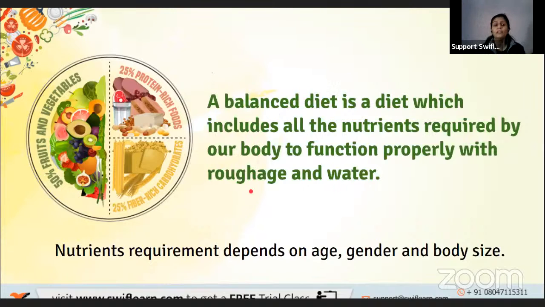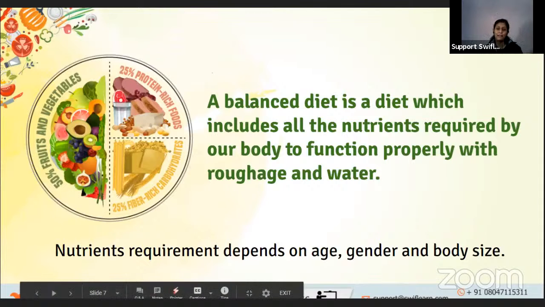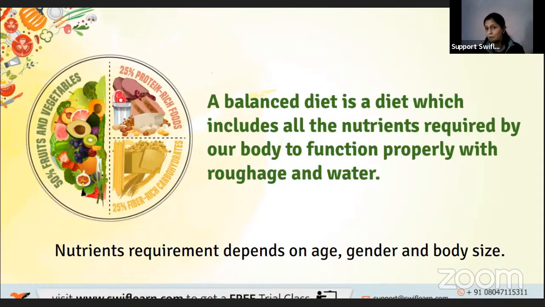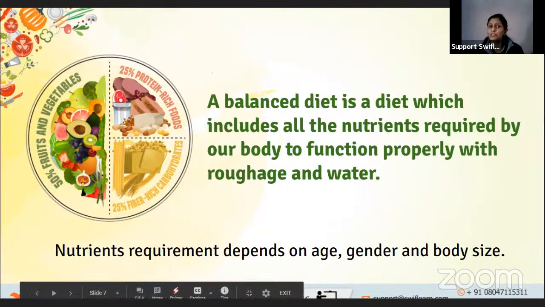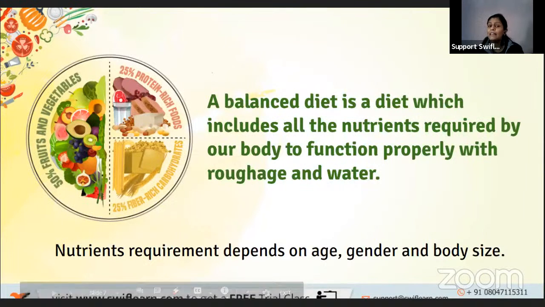Now, the nutrient requirements depend upon age, gender, and body size. How? If we talk about gender, we can say that men in general require more calories as compared to women.